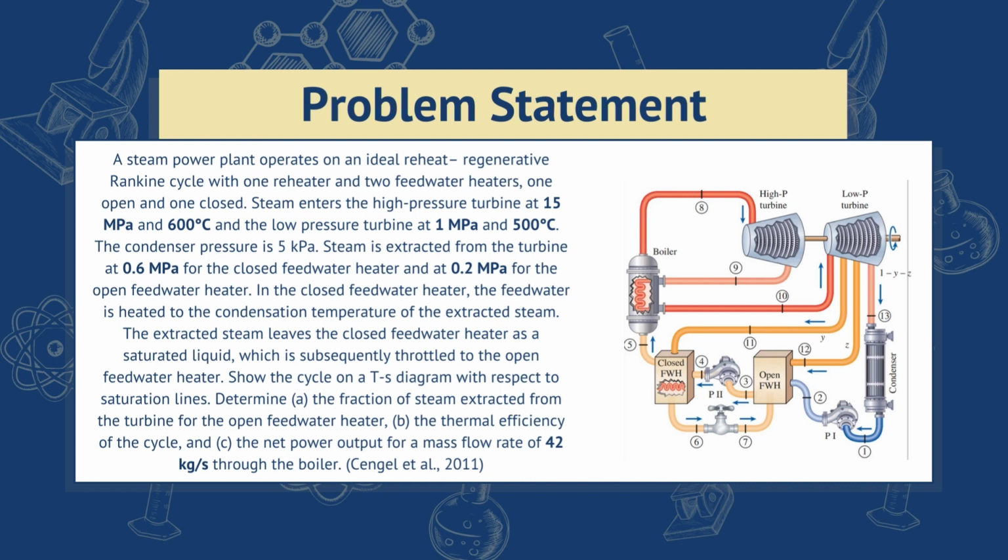In the closed feed water heater, the feed water is heated to the condensation temperature of the extracted steam. The extracted steam leaves the closed feed water heater as a saturated liquid, which is subsequently throttled to the open feed water heater. Show the cycle on a T-S diagram with respect to the saturation lines, determine the fraction of steam extracted, the thermal efficiency of the cycle, and then the net power input for a mass flow rate of 42 kilograms per second through the boiler. So as you can see, we have all of the reheat and regenerative cycles combined.